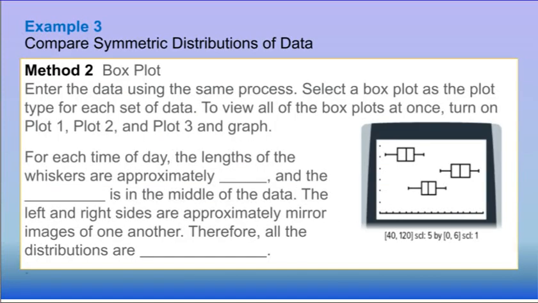Therefore, all the distributions are symmetric. If you were doing the box plot method, you would enter all the numbers in, change the stat plot to box and whisker, and then you can compare that from here. You can see that these would all still be symmetric. For each time of day, the lengths of the whiskers are approximately equal, and the median is in the middle of the data, and the left and right sides are approximately mirror images of one another. Therefore, all the distributions are symmetric.